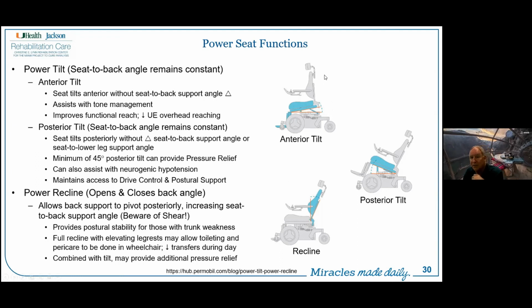These are really essential for pressure relief. They used to just have recline only, and the problem with this was shear. But the power recline opens and closes the back angle, as we were talking about before, but you do have to be aware of shear. It can provide postural stability for those with trunk weakness, so you can take them back a little bit more and they don't have to worry about falling forwards.